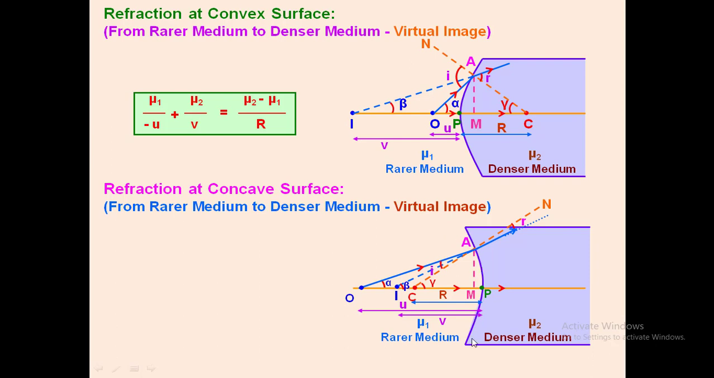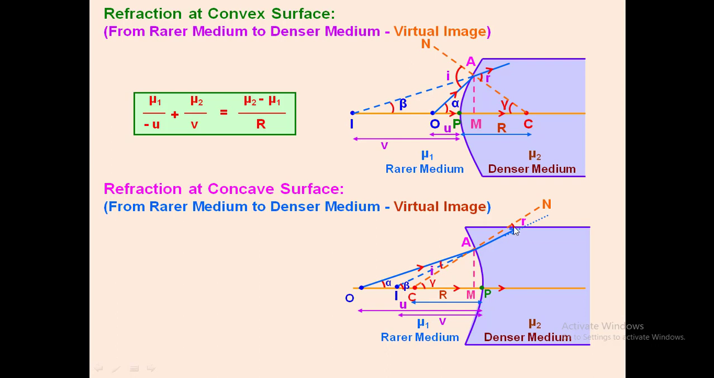Now this is the convex surface. Here I am going to consider the object, and this is the incident ray, and this is the first refracted ray. Now this is the second refracted ray. Both are diverging, so if you extend them in the backward direction, both will meet at this particular point, and this is the virtual image. In case of concave surface, again the same procedure.